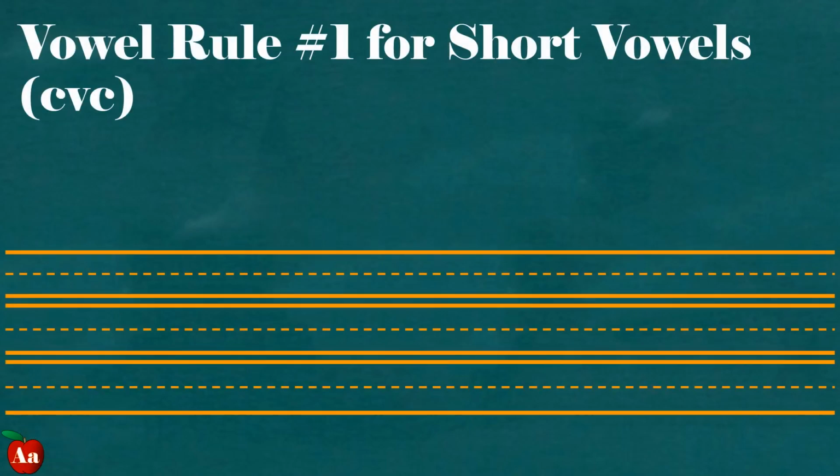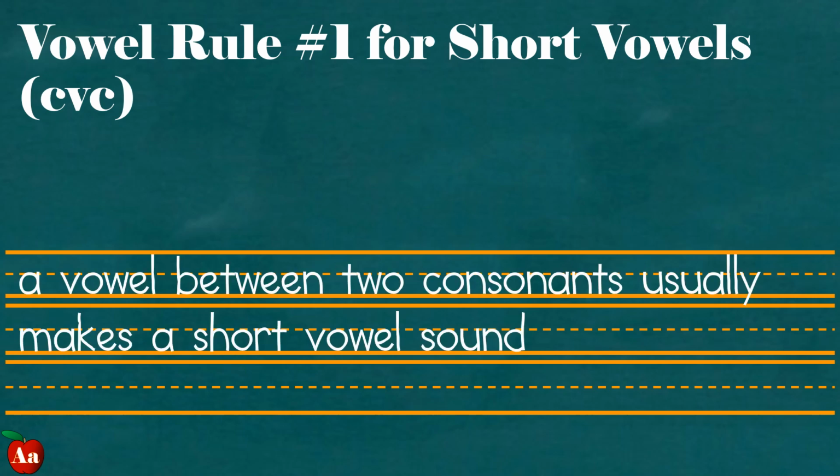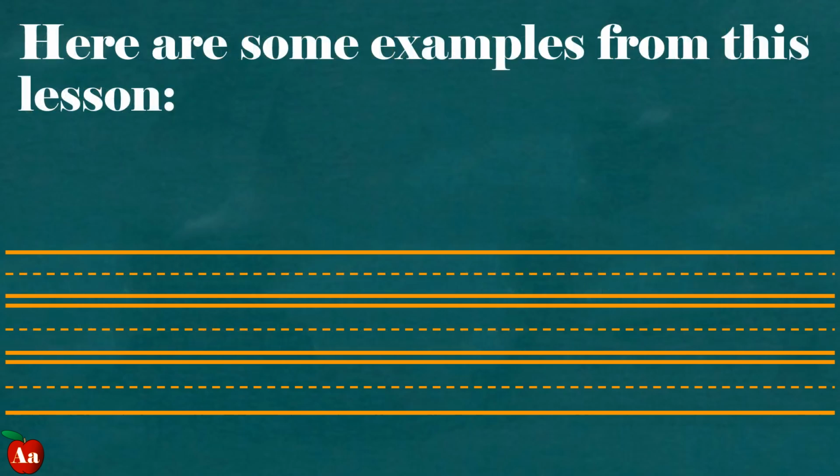Vowel rule number 1 for short vowels. We abbreviate it CVC. A vowel between two consonants usually makes a short vowel sound. Here are some examples from this lesson: bad, cab, dad.